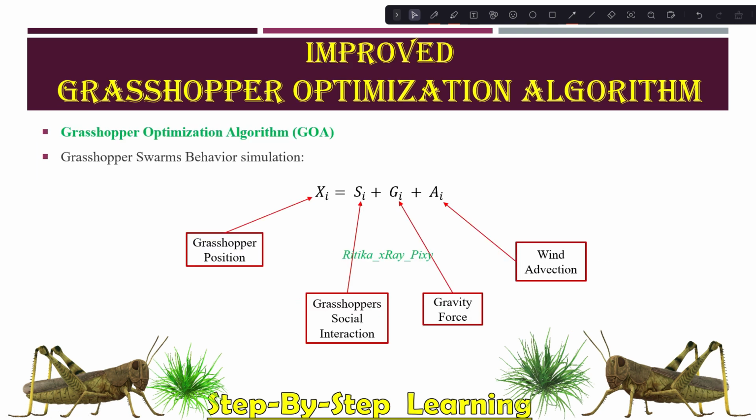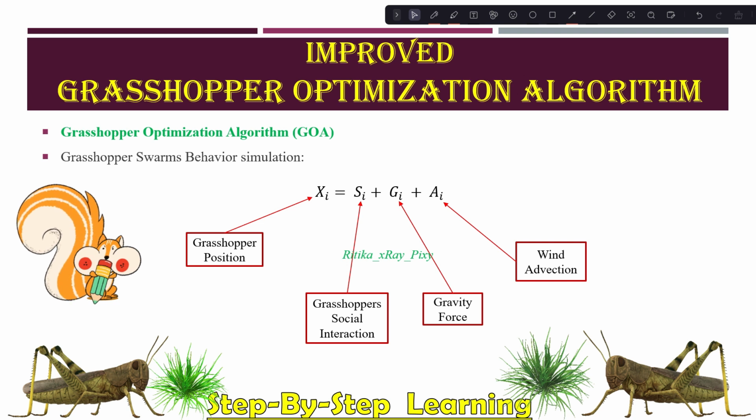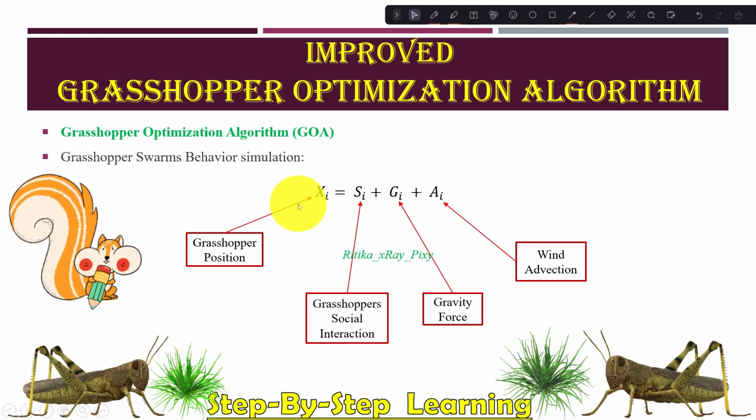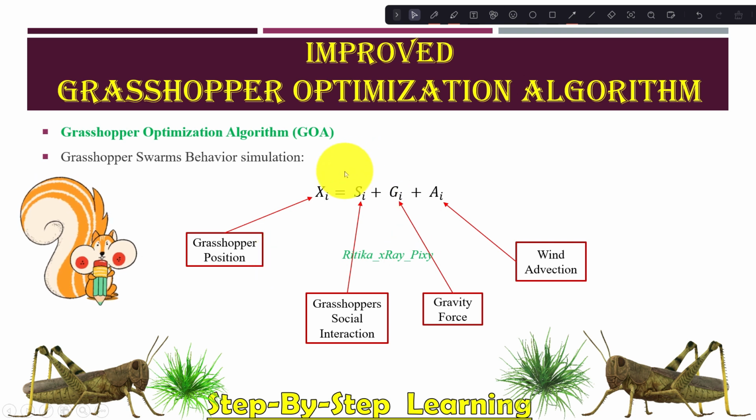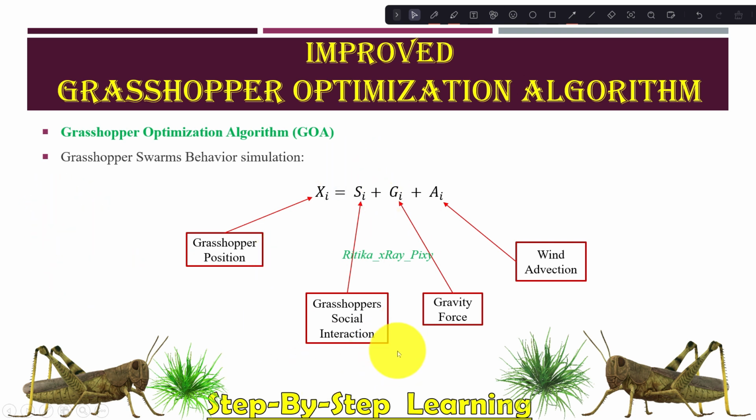For better understanding, first we will try to understand the mathematical models used in basic GOA. Here, Xi denotes the grasshopper position in the search space, Si denotes the grasshopper social interaction, Gi denotes the gravity force, and Ai is the wind advection, and N denotes the total number of search agents in the search space.